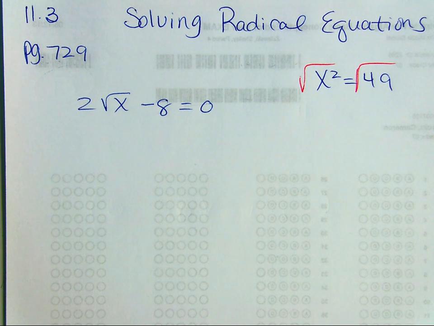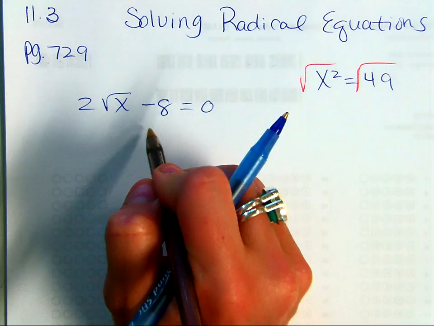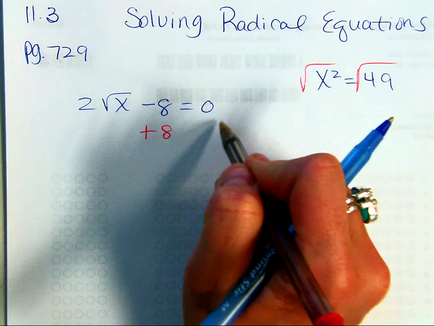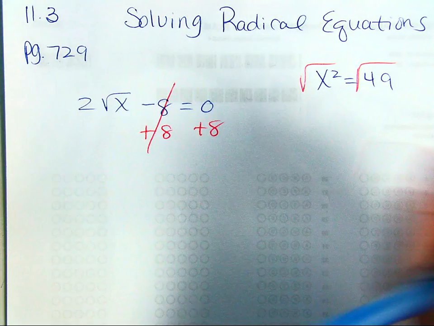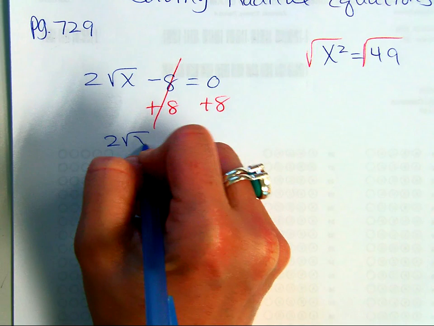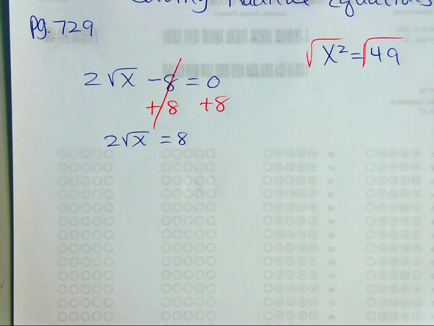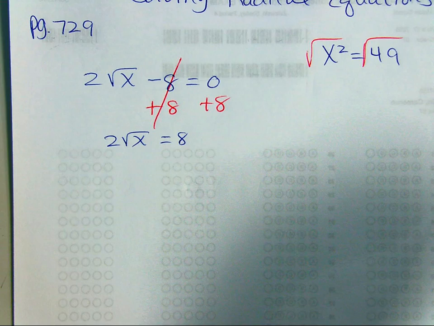Yep, add 8. So cancel out the constant. So you're writing this in your notes right now. You're going to cancel out the constant. And that's going to leave you with 2 square roots of x equals positive 8. So looking at that, what next? Yeah. Good. The next thing to do is divide by 2.